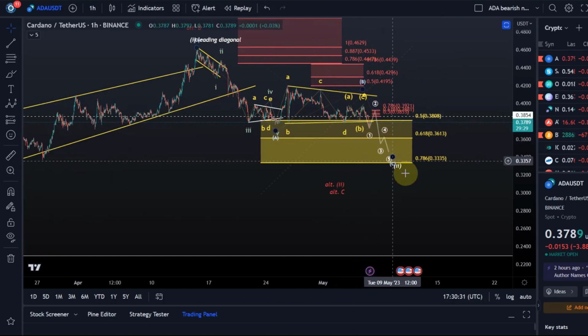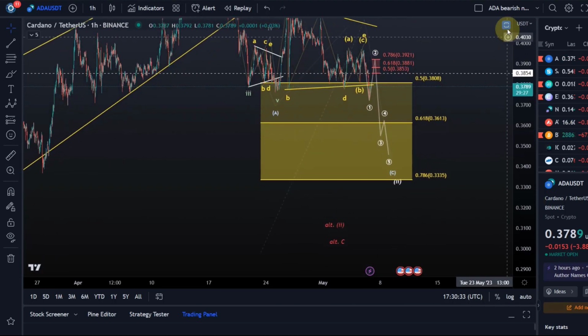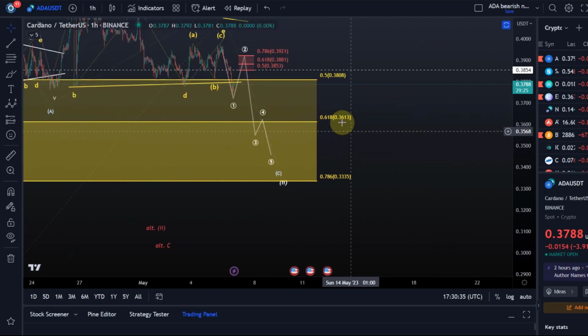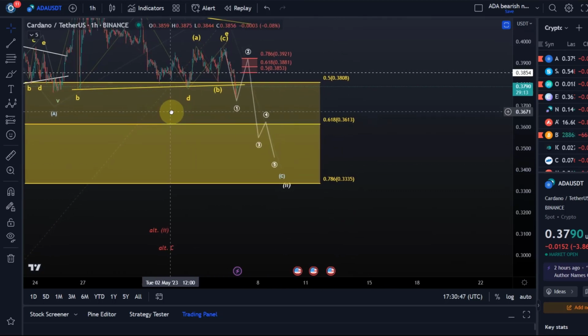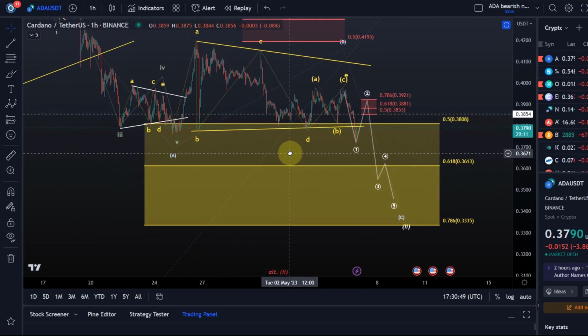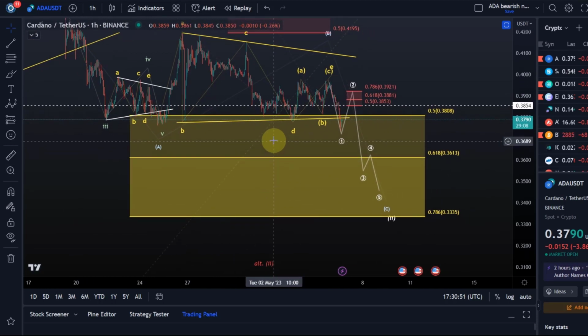We were focused here on the downside in this C wave, and now we just need to see how far price comes down. I need to get the first 1-2 setup, as I said, to be able to calculate a target to the downside. But I already highlighted to you the relevant levels here, 36.1 and 33.3 cents, which are certainly relevant. Okay, that's my update about ADA.